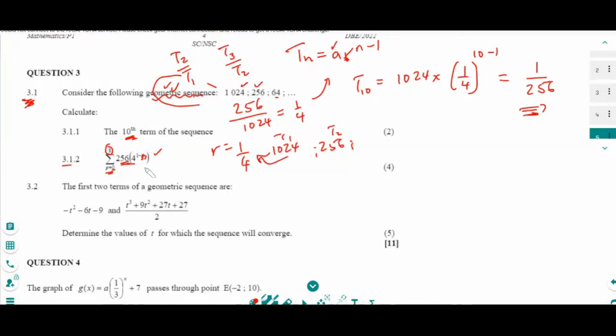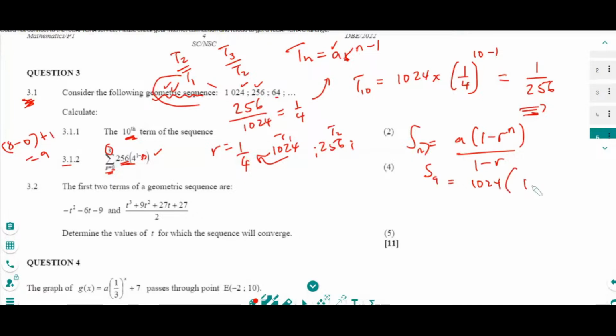And then we need the sum of a geometric sequence. We know that the sum of a geometric sequence is given as a into 1 minus r to the n over 1 minus r. But how many terms are we talking about here? It is 0 and 8. From 0 to 8, those are 9 terms, which means 8 minus 0 plus 1 gives us 9 terms. So the sum of the first 9 terms: our a is 1024, into 1 minus our common ratio, 1 over 4, to the exponent of 9. And then we divide this by 1 minus our r, which is 1 over 4.